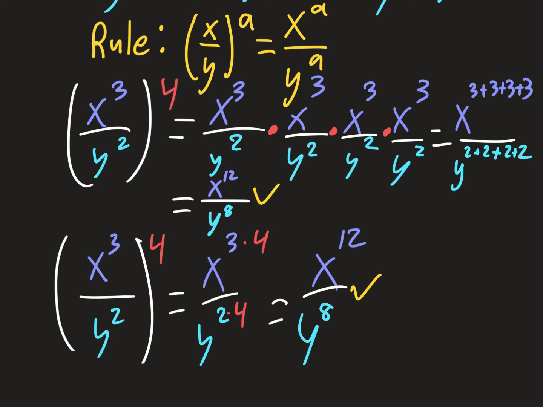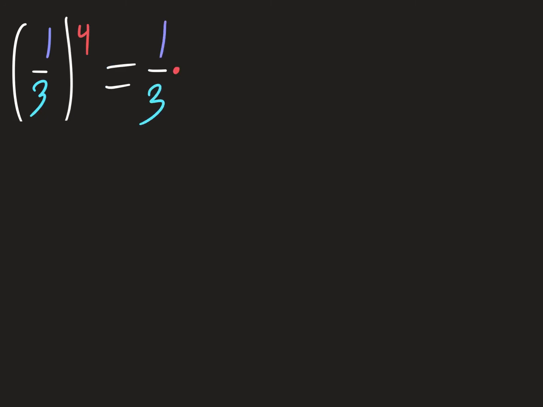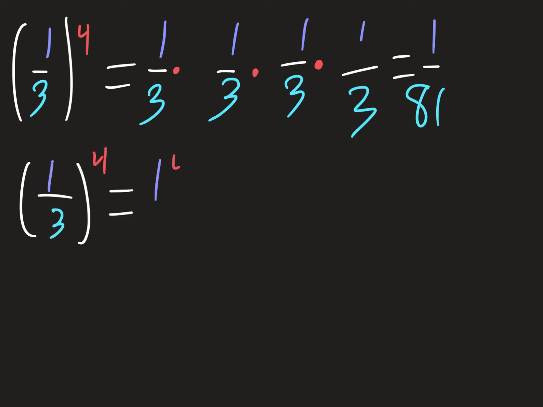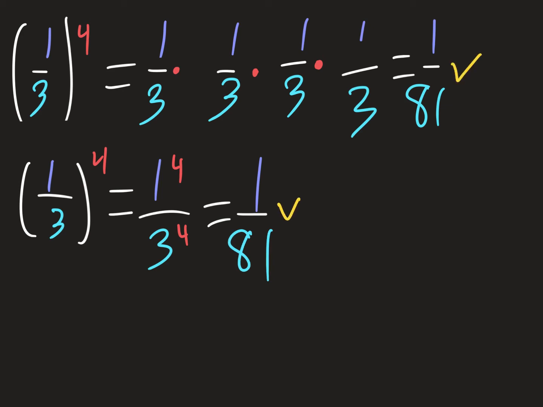Now, let's look at an example with a number. Let's do 1/3 to the 4th power. If we were to do this normally, we would say 1/3 times 1/3 times 1/3 times 1/3 is 1 over 81. If we did it with the rule, then we would say 1 over 3 to the 4th power is 1 to the 4th over 3 to the 4th. 1 to the 4th power is 1, and 3 to the 4th power is 81. Since we get the same thing both times, this does check out.